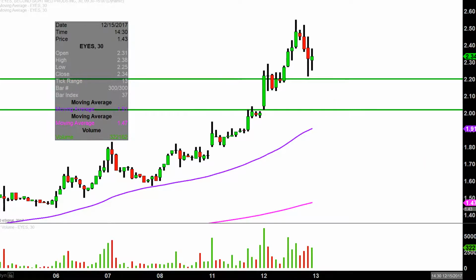Taking a step back, looking at the big picture of things, this definitely assumes that you care about a bigger picture time horizon, but that is where the 50-period simple moving average comes into play, which is being denoted there by that purple line. And as the name implies, it's a moving average. So as time goes by, that purple line is going to move itself higher and higher.